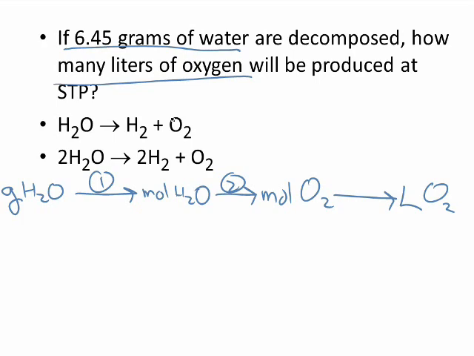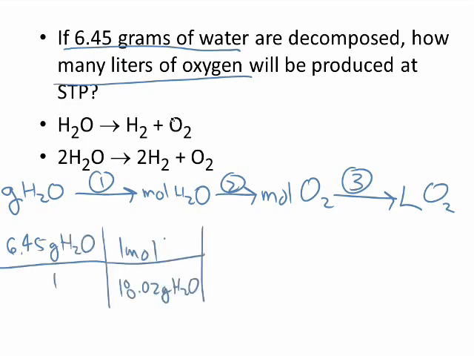From moles of water to moles of oxygen, step 2 is from the equation, the balanced equation, and from moles of oxygen to liters of oxygen. We know that one. We've done that before, chapter 10. We just use our conversion factor of 22.4 liters. All right, so let's start with 6.45 grams of water. 1 mole of water is 18.02 grams of water per.